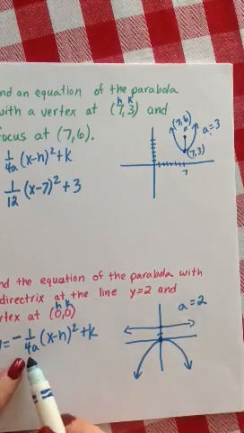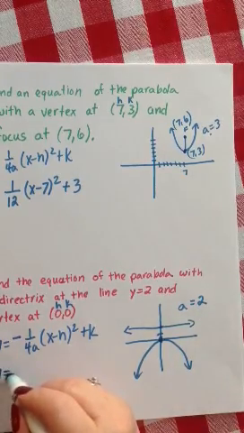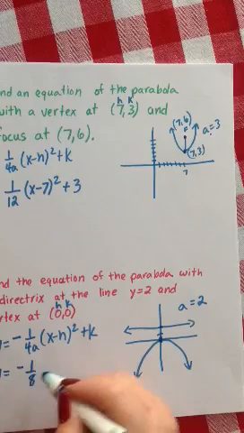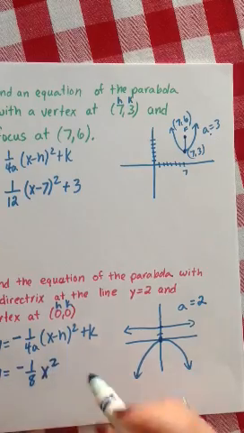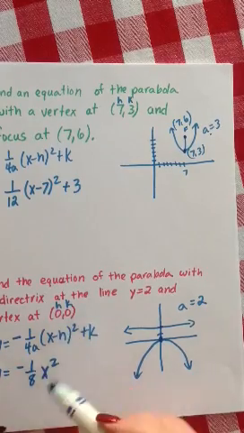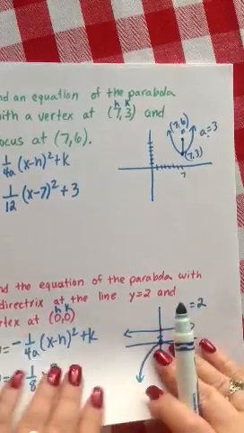In this case, it's (0, 0), so actually they'll just fall out. a is 2, and 4 times 2 is 8. So it'll be y is equal to negative 1 over 8, and that's just going to be x squared because the h and k are both 0. And that would be our answer there.